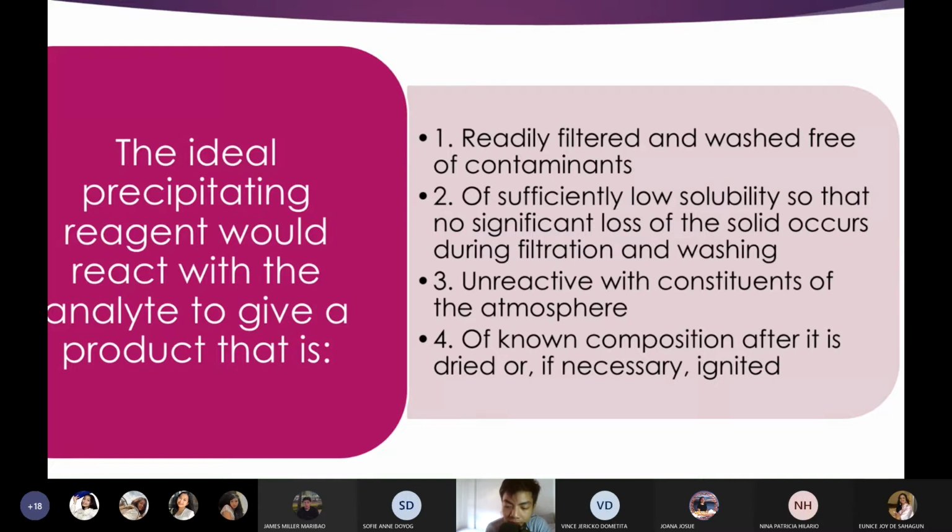And then, number 4, of known composition after it is dried, if necessary, ignited. So, kailangan, pag sinunog mo yan, hindi siya yung magliliyab, di siya yung bigla-bigla na lang sasabog. So, ganon kasi ginagawa sa precipitation. After mo i-precipitate yan, if you want to dry it quickly, i-ignite mo yan. Susunugin mo yan to burn off the water para mas mabilis, or i-dry mo siya. Kapag yan nag-react with heat, kunwari, bigla yan sumabog, mali yon kasi magbibigay yon ng wrong results again. So, pag wrong result, ibig sabihin wrong calculations makukuha mo doon.